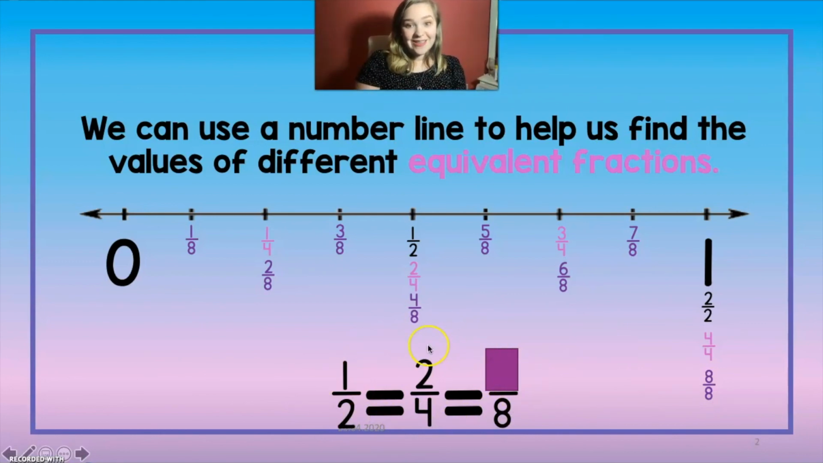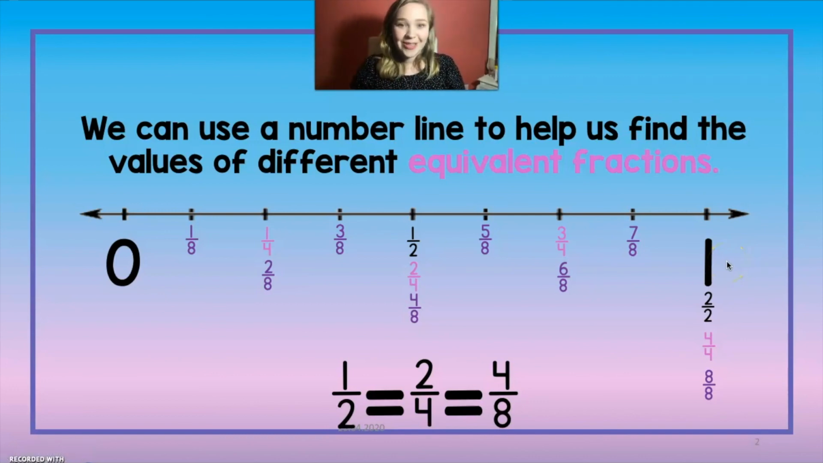So coming back down here, we can say that 1/2 is equal to 2/4, and it is also equal to 4/8. Looking over here, we can say 2/2, 4/4, and 8/8 are equal to 1 whole. They are equivalent fractions. They are at the same point on the number line. All right, let's keep going.